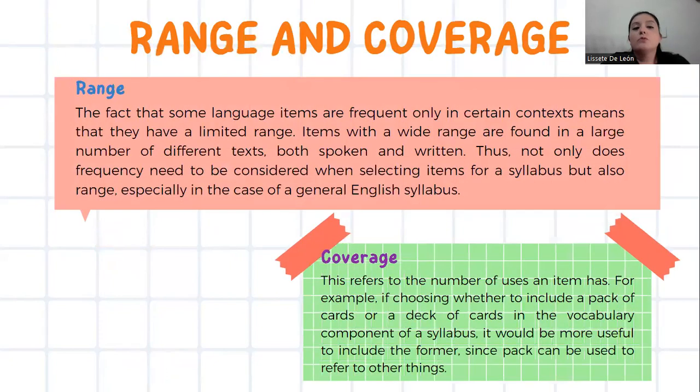Now let's talk about two main terms, range and coverage. What about range? The fact that some language items are frequent only in certain contexts means that they have a limited range. Items with a wide range are found in a large number of different texts, both spoken and written. Thus, not only does frequency need to be considered when selecting items for a syllabus, but also range, especially in the case of a general English syllabus.